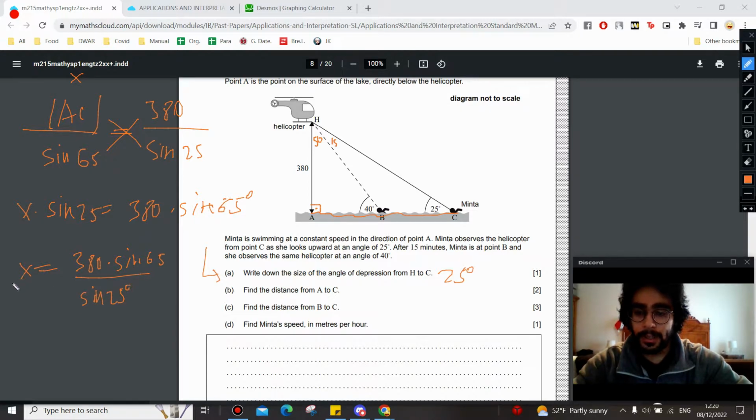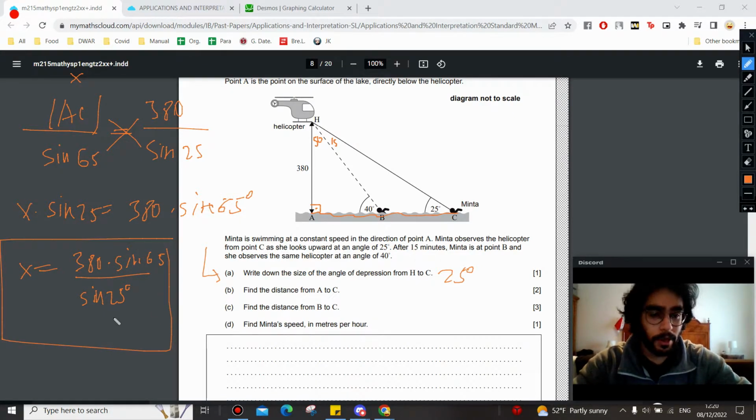Again, this x is the distance from A to C. I just denoted it by x because it's easier to write it down. Perfect. Now we have our answer after we write it down on the calculator. That concludes part B.